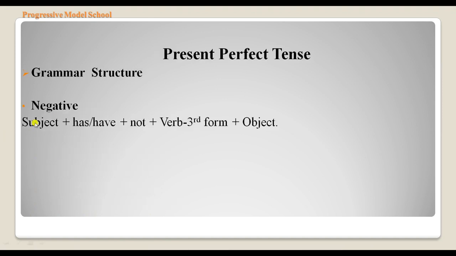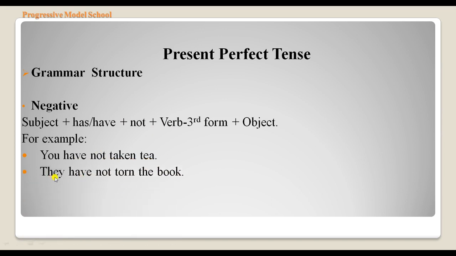So here is the negative structure of the present perfect tense. Subject, helping verb, and we will add not after the helping verb and before the third form of the verb. Let me make it clear by the examples. You have not taken tea. Here you is the subject, have is a helping verb. To make it negative we'll write not, then the third form of the verb, and tea is an object. They is a subject, have is a helping verb. To make it negative we'll write not, then torn, the third form of the verb, and book is an object.